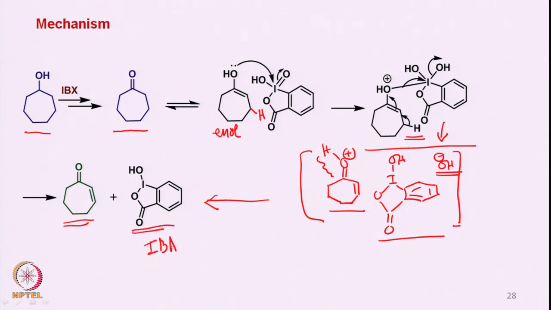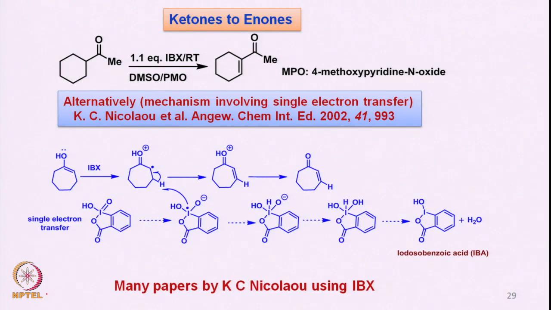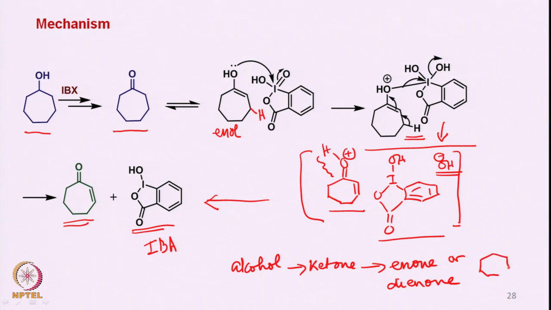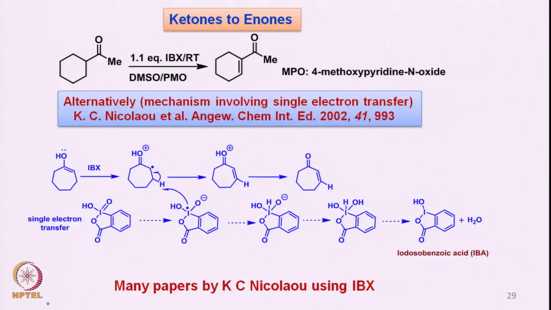So this is how the oxidation takes place, where an alcohol is first oxidized to the corresponding ketone, followed by this type of reaction. Now there is a possibility also of converting. In this reaction we have converted an alcohol to the ketone and then to an enone or dienone. This is the dienone, when there are two double bonds. So now one can also start with just a ketone.